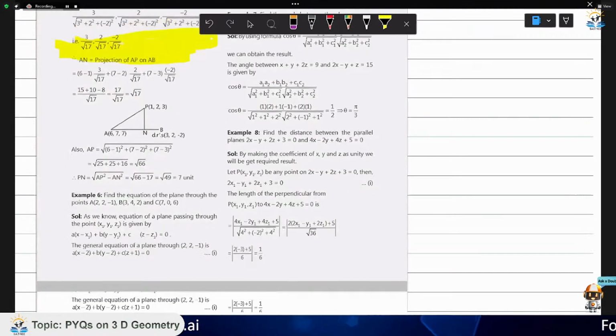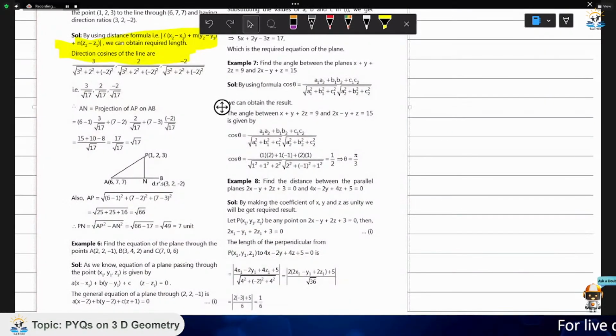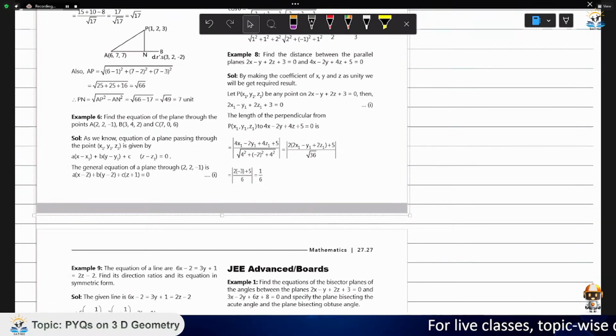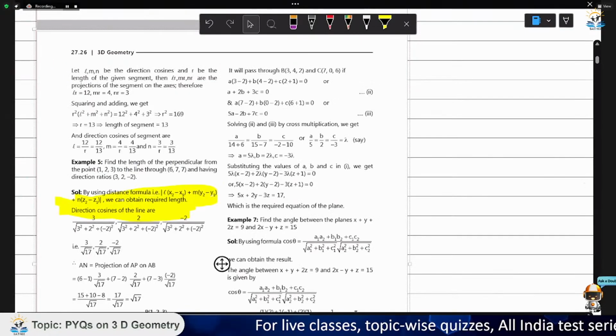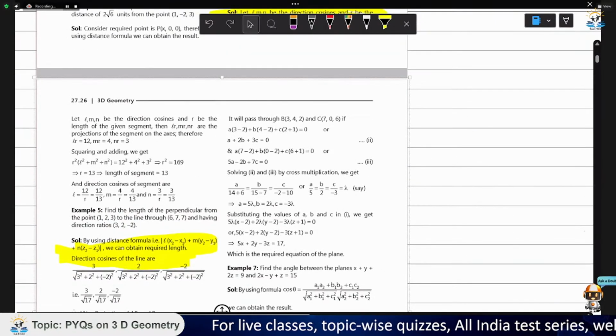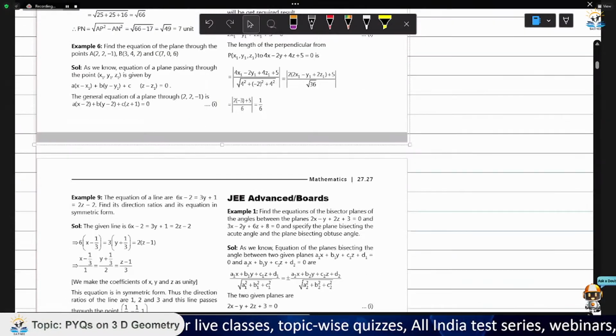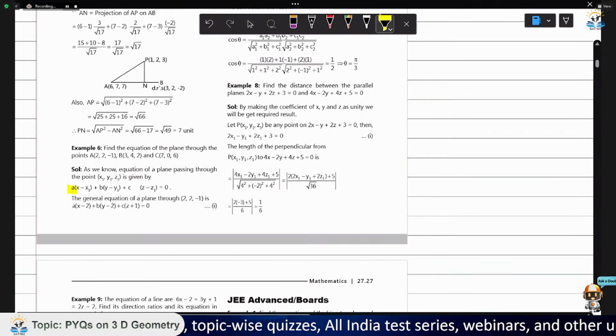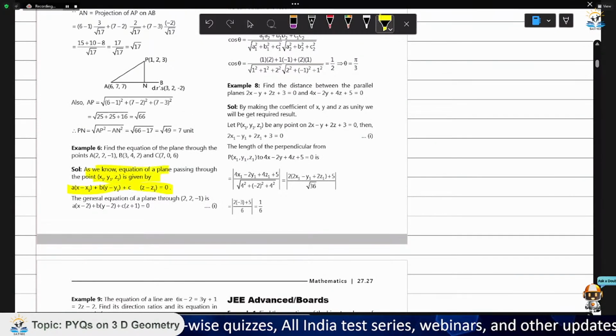Now moving to the next part: find the equation of the plane through these points. Again, it is a very direct question, and it is formula based. So I'll highlight the formula that is important here. This is what we have.